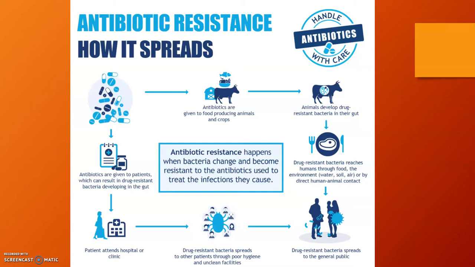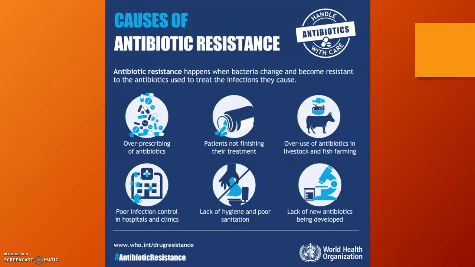Or antibiotics are given to food-producing animals and crops. So the animals develop a drug-resistant bacteria in their gut. The drug-resistant bacteria reaches the human through the food or the environment, or direct human-to-animal contact, and then it spreads to the general public. So this ties in to some of that agriculture unit that we were dealing with.